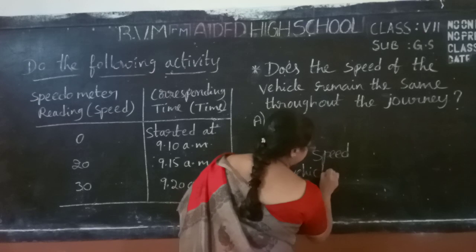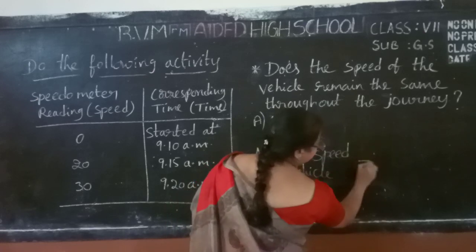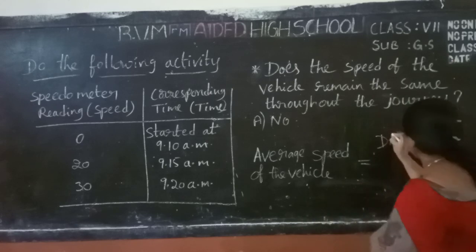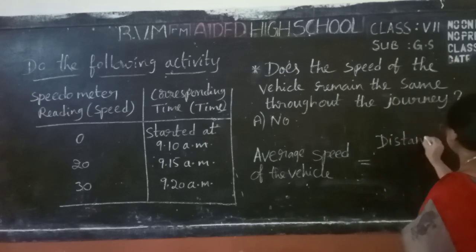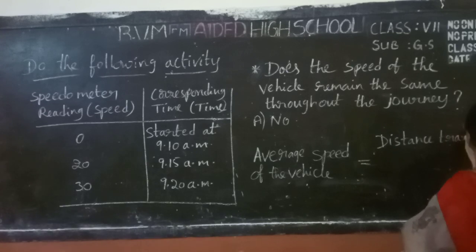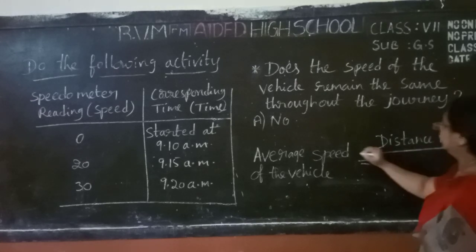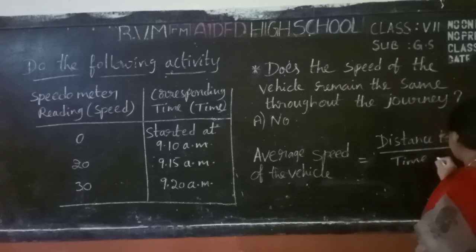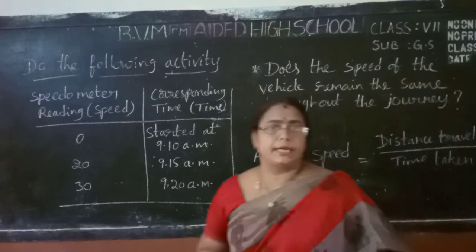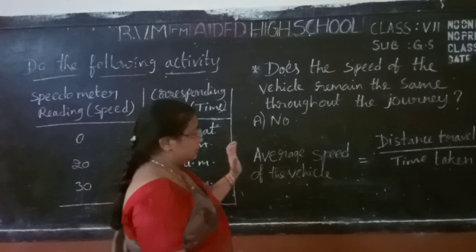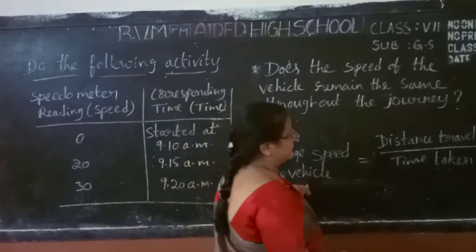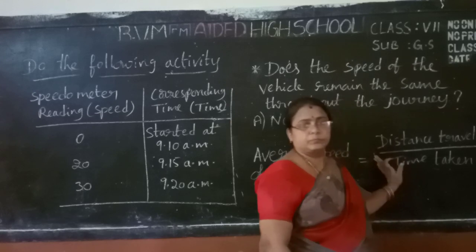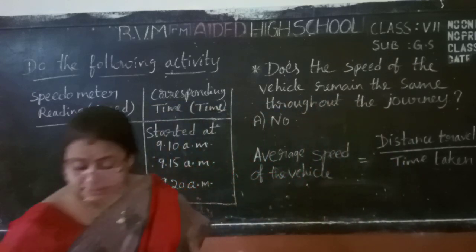Average speed of the vehicle is equal to the distance traveled by the vehicle divided by the time taken to cover the distance. How to calculate the average speed? The formula to calculate the average speed of the vehicle is distance traveled divided by the time taken. Okay, have you understood this, children?